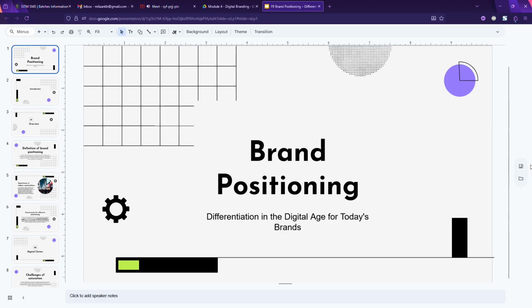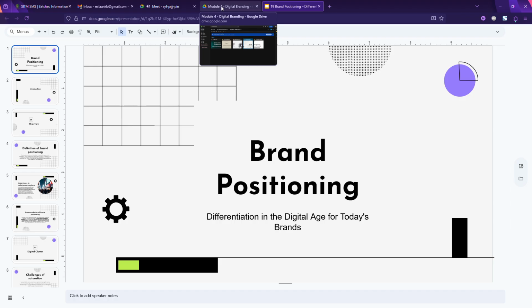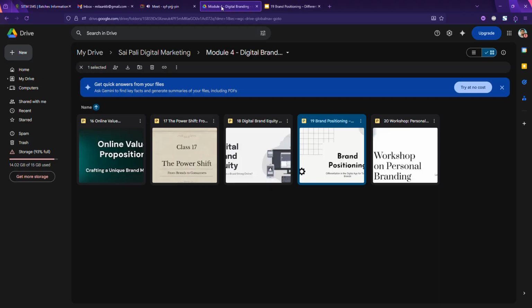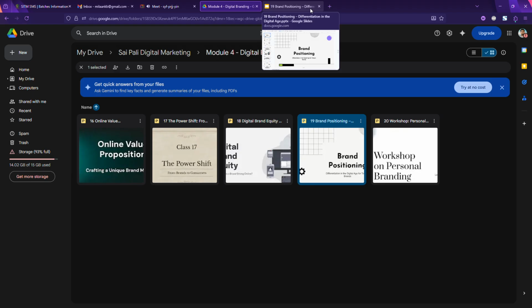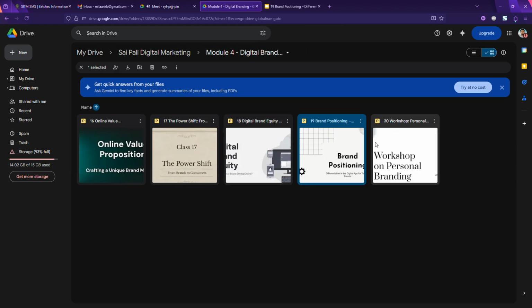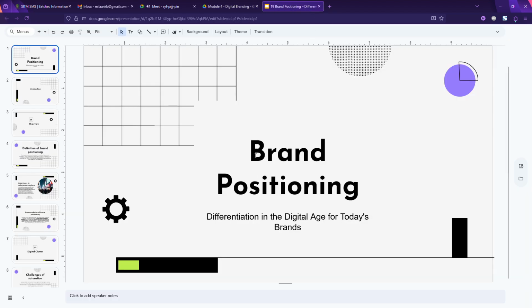Okay. So so far we are looking at digital branding. The name of this module is digital branding. So we are looking at the branding. Then we have looked at online value proposition, the unique selling point, online value proposition, and all those. Then the power shift, digital brand equity in the previous class. And today we are looking at brand positioning.